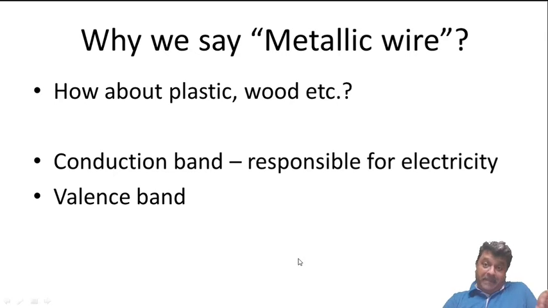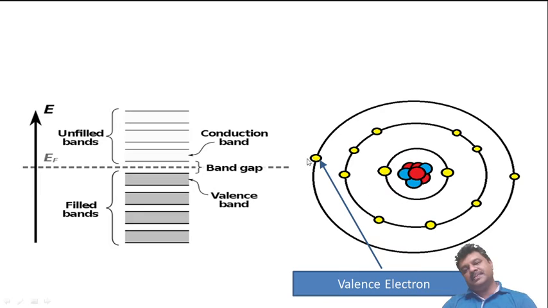Why did we stress metallic wire in the previous slide? How about plastic, wood, and many other materials that are available? That's a question to be answered. To understand the difference between the metallic wire and other materials, we need to have some understanding about the conduction band and valence band. Conduction band is responsible for the conduction of electricity, electric current.